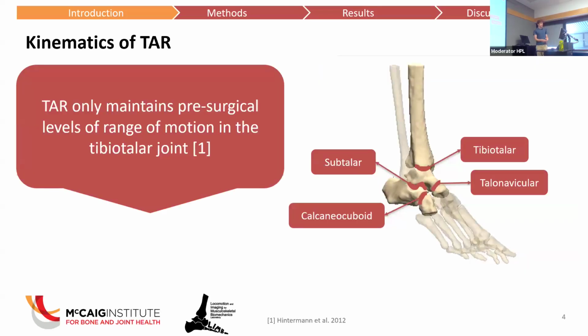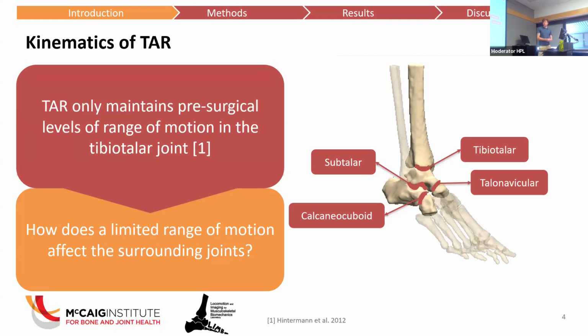So the kinematics of TAR is that ideally post-surgery, it maintains some movement. There are some clinical findings that it actually doesn't restore healthy kinematics, but more so only maintains the pre-surgical levels of motion. So it has those same patterns, we think, as the arthritic population prior to surgery.